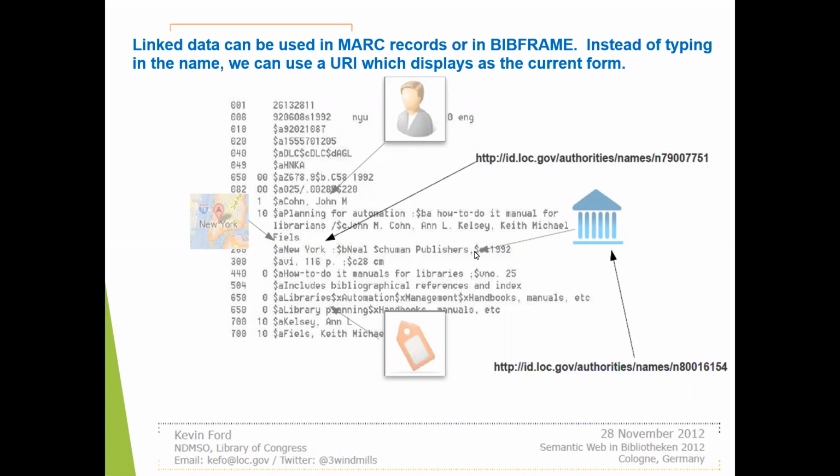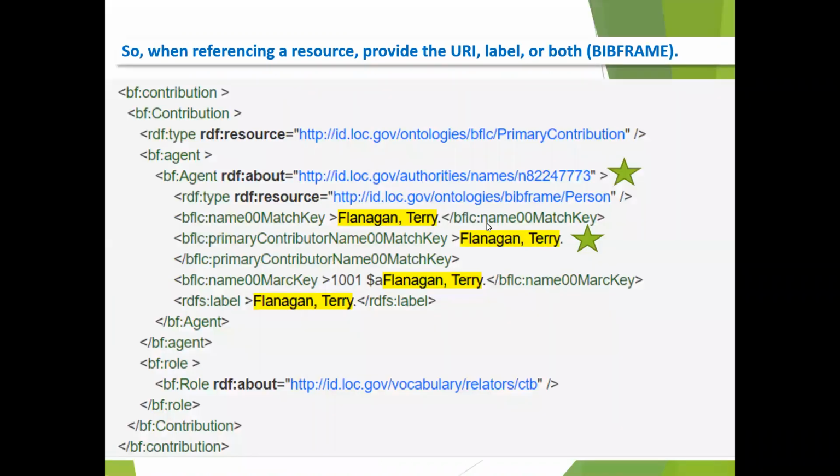We could even still have something that looks like a MARC record and we just put the URLs behind it. This is an old little graphic, but I just love how it's broken down. This is directly pulling from BIBFRAME's best practices. When referencing a resource, provide the URI, the label, or both. That's straight from BIBFRAME.